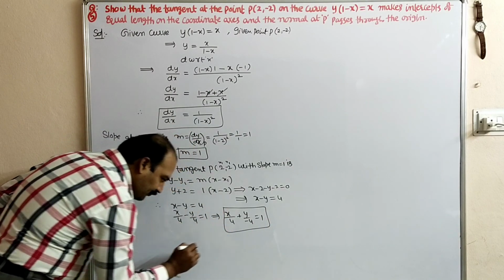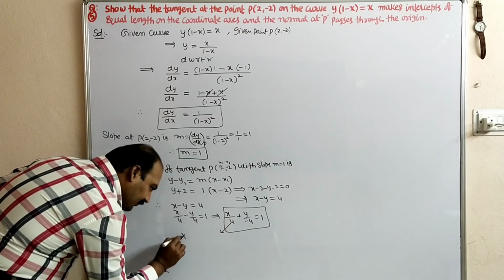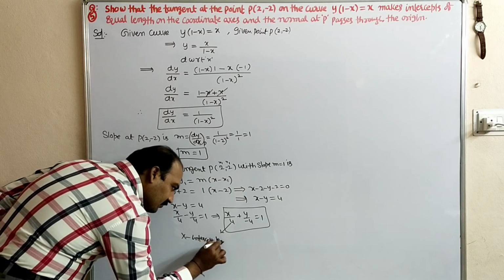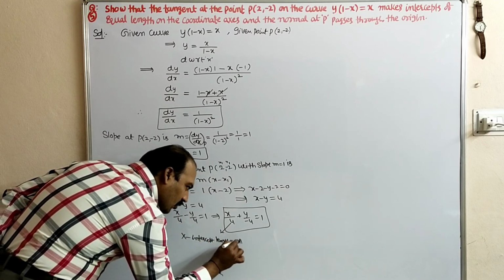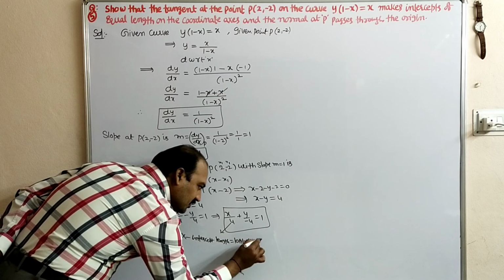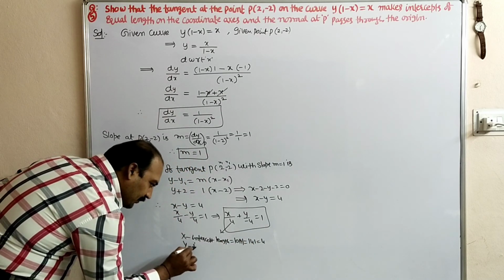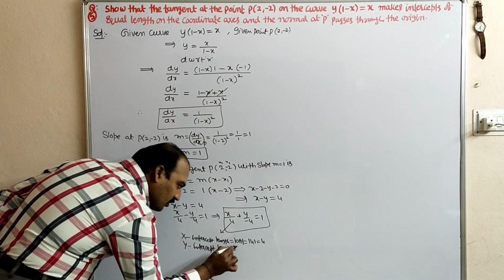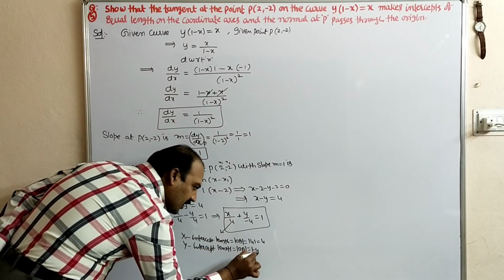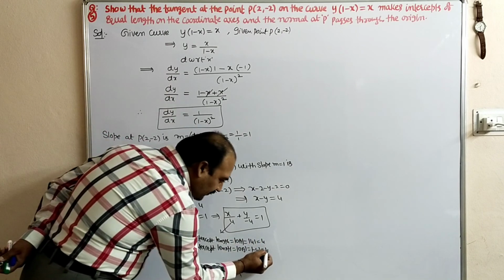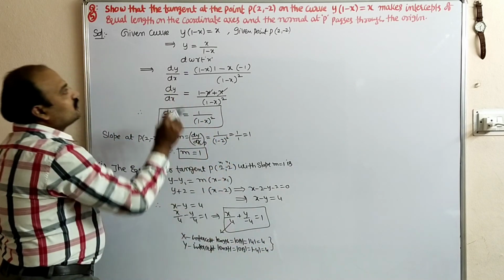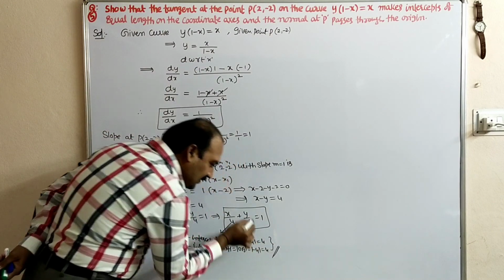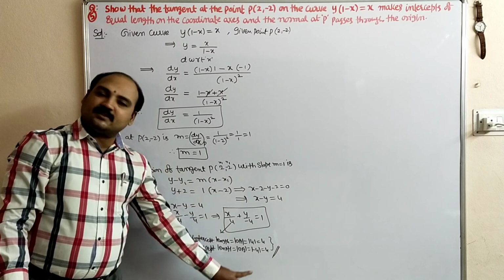Here, this is the x-intercept length. Mod OA equals mod 4, which is equal to 4. The y-intercept, mod OB, equals mod minus 4, which is equal to 4. So by observing, both are equal lengths, no? They are asking for equal lengths on the coordinate axes. Therefore, we got equal lengths here. Both are equal lengths, 4 and 4.